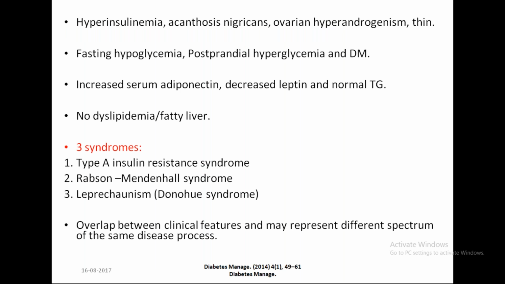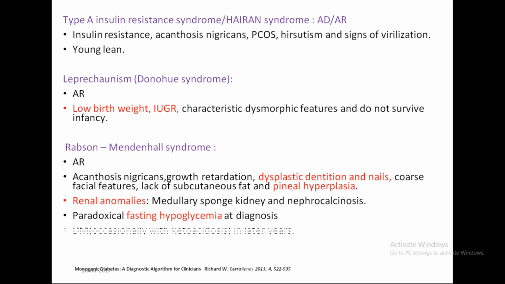Leprechaunism or Donahue syndrome, Rabson-Mendenhall syndrome, and type A insulin resistance syndrome are three other monogenic insulin resistance syndromes. Leprechaunism or Donahue syndrome is autosomal recessive, with low birth weight, IUGR, and characteristic dysmorphic features the baby has, and they do not survive beyond infancy.